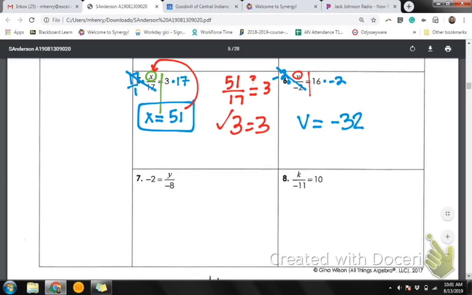And then if I were to plug this back in, -32 over -2, does that equal 16? Yes. How do you get 32? Right here, 16 times -2. Right, because we multiplied. It was the opposite of division, so we multiplied. You're doing opposite things. I'd like for you to try number 7, please.